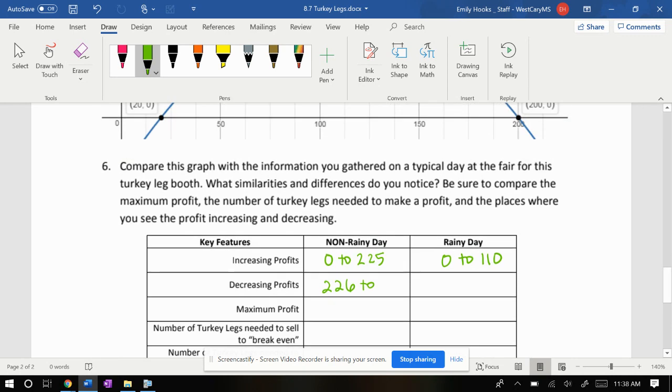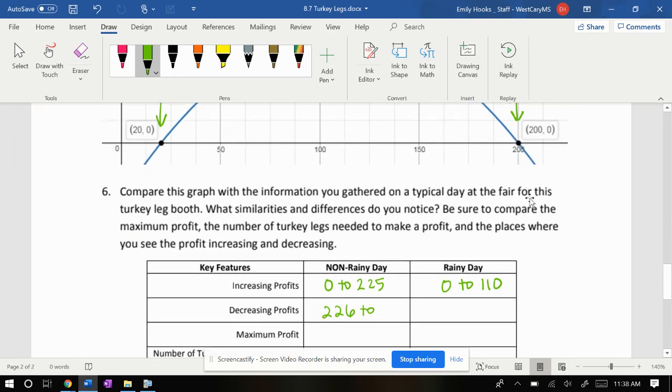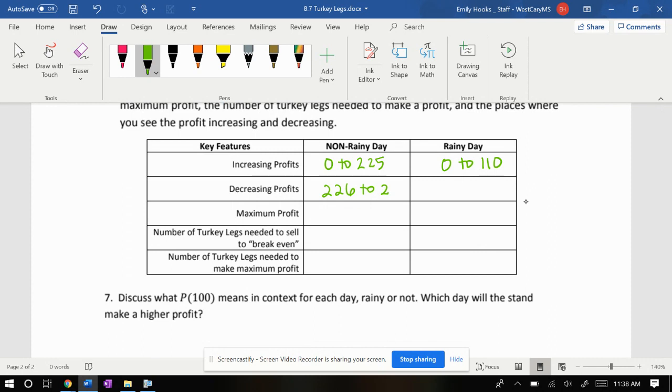So we can do 200 because you don't want to start losing money when you're selling too many things. Oh, excuse me. 111 to 200. The other one, I'm sorry, that should be 400 for the non-rainy day.